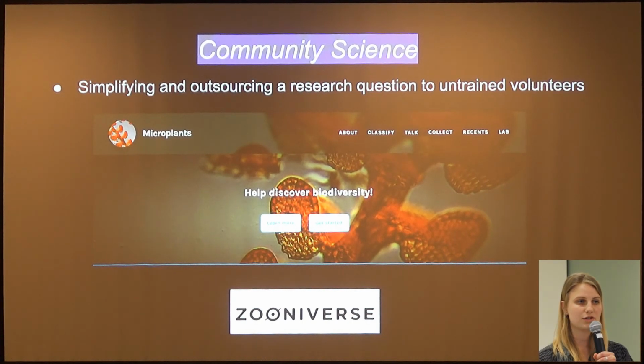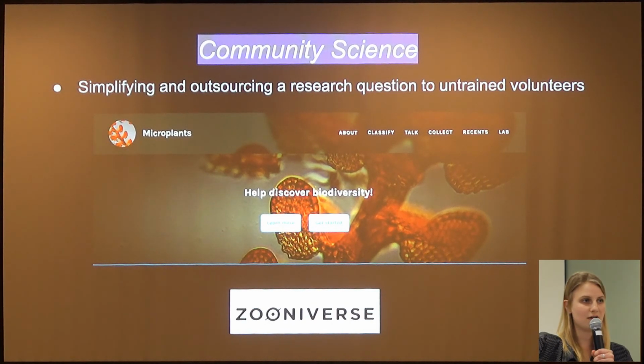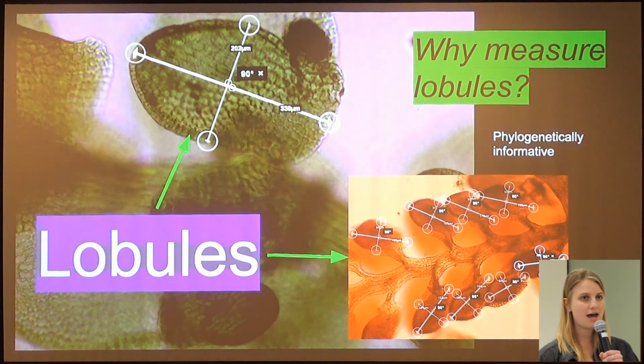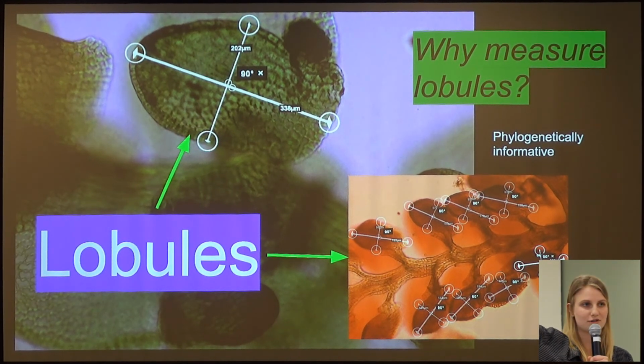But the Field Museum researchers have basically taken a bunch of photos of all of the specimens in the bryophyte collection, loaded them up onto a Zooniverse project called Microplants, and made it available to the public. So a volunteer who's interested in helping out with classification can log on to the Microplants project and help by measuring a little structure on the bryophyte called a lobule. And these lobules are super cool.